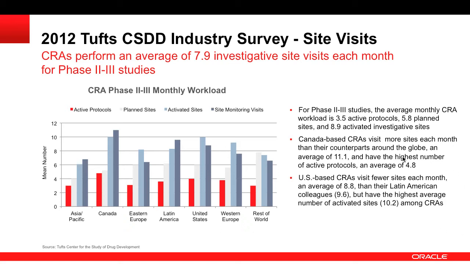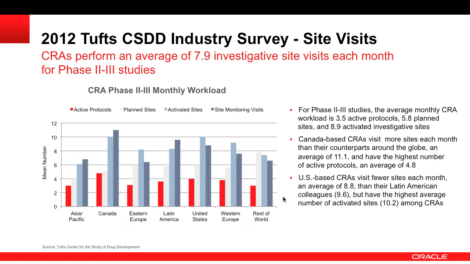Over on the right, we have some more detail around that. For Phase 2 to 3 studies, the average monthly CRA workload is 3.5 active protocols, 5.8 planned sites, and 8.9 activated investigative sites.